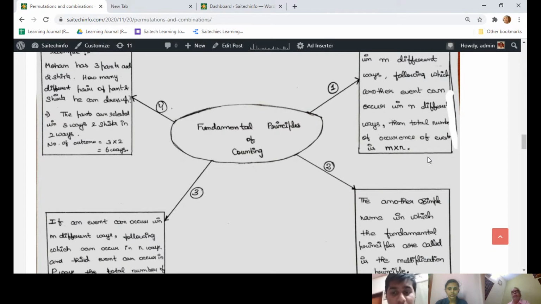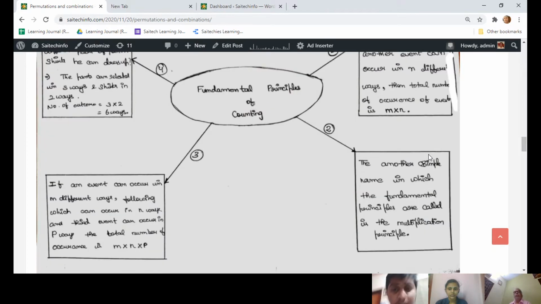So the second point is that another simple name by which the fundamental principle is called is the multiplication principle, as we have seen in the first point. The third is, if an event occurs in m different ways, following which another can occur in n ways, and a third event can occur in p ways, the total number of occurrences is m into n into p.